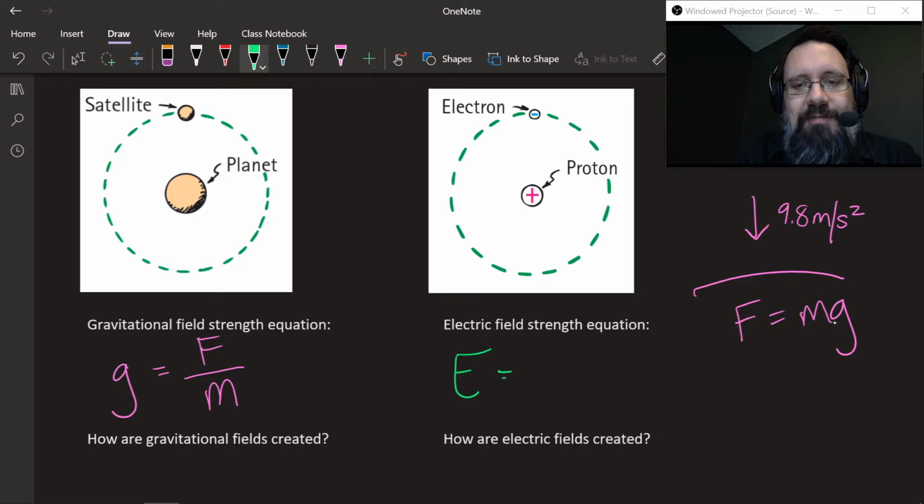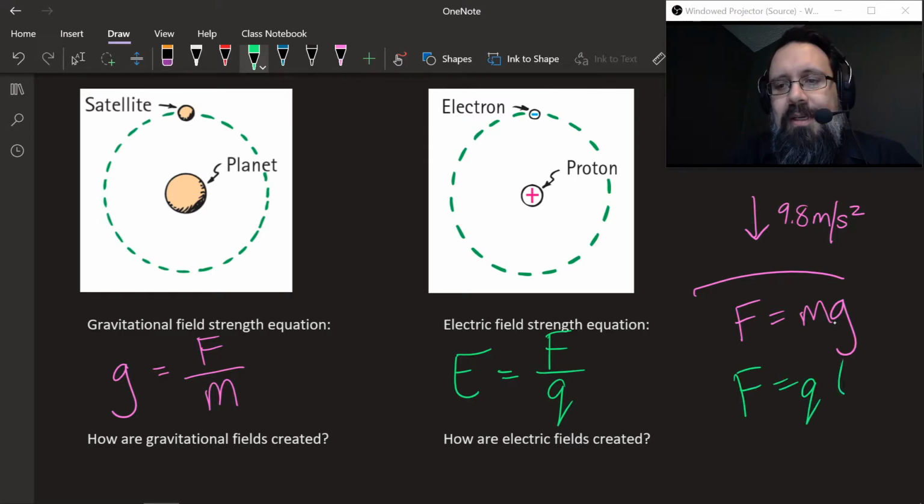So the electric field strength E is equal to the similar thing. It's force, but if you remember, electricity doesn't use mass. What does electricity use? Charge. It uses charge, so that's going to be Q. So E equals F over Q. If you solve that for F, you get F equals QE. And so that's like your mg equation for electricity. We say weight is mg; you can say that electric force is QE.